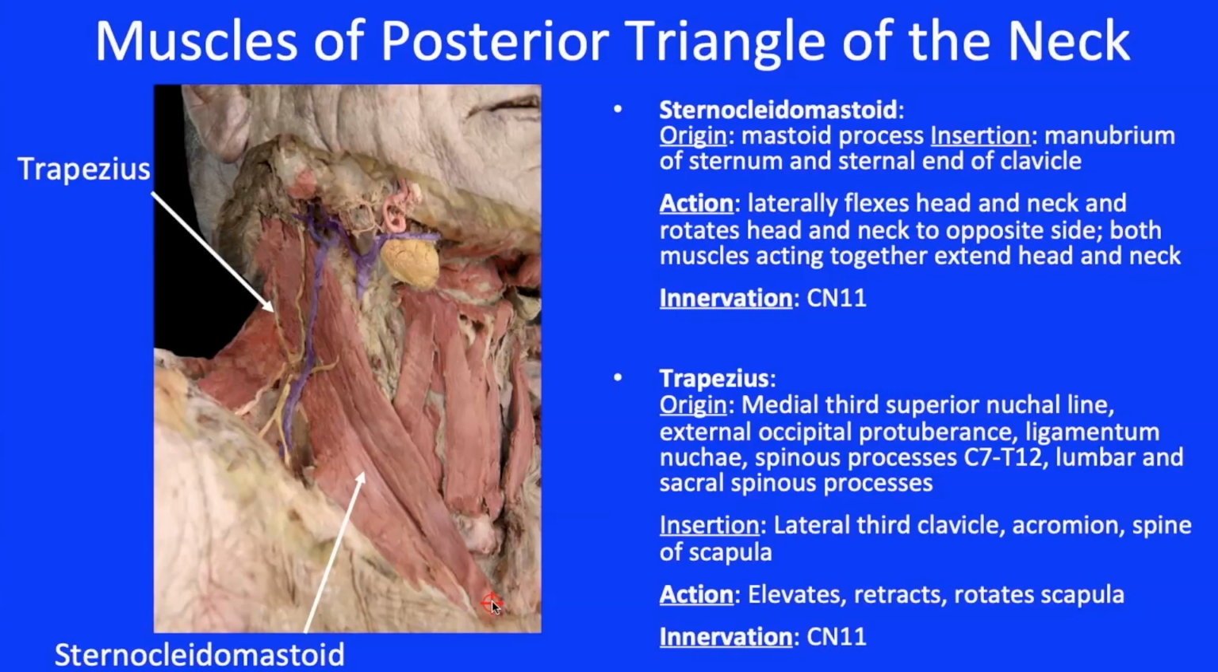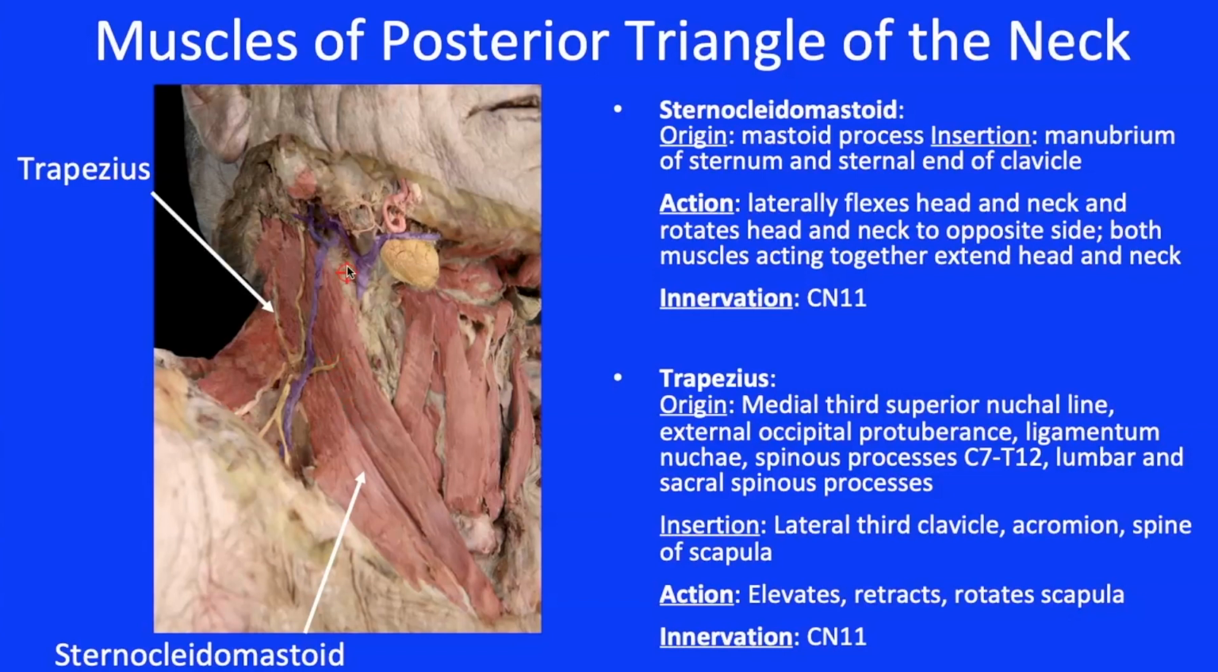Try it now. Turn your head to the left and notice that it is the sternocleidomastoid on the right side of the neck that contracts. When both muscles work together, we extend our heads to look at the sky. The second major muscle that we must consider is the trapezius. Its anterior border forms the posterior border of the posterior triangle of the neck. Shrug your shoulders now. This is the principal muscle we use to shrug our shoulders.